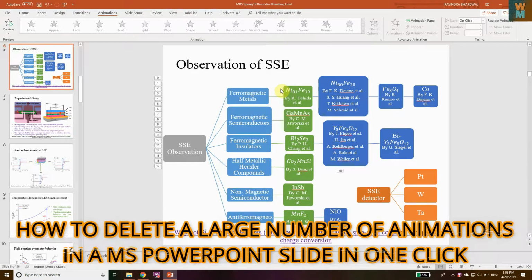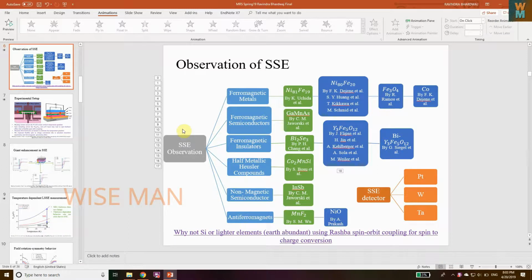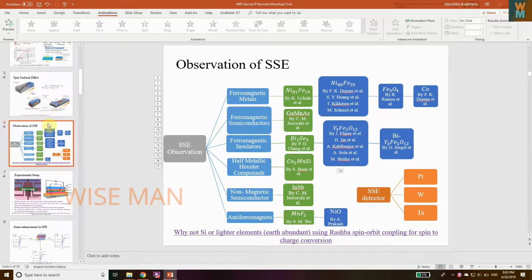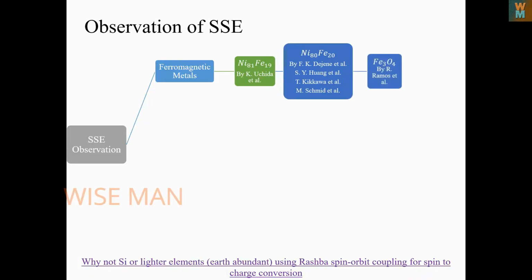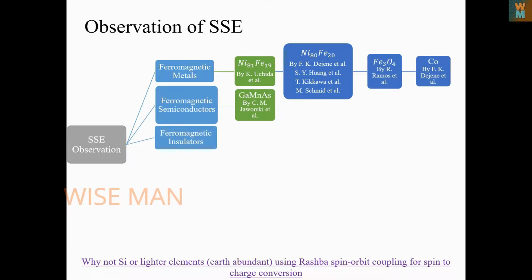Hey guys, so in this tutorial of Microsoft PowerPoint, we are going to see how you can delete a large number of animations in a slide. So you can see that if I preview this slide, any number of animations I have added, and if I want to remove these animations, how can I do that?